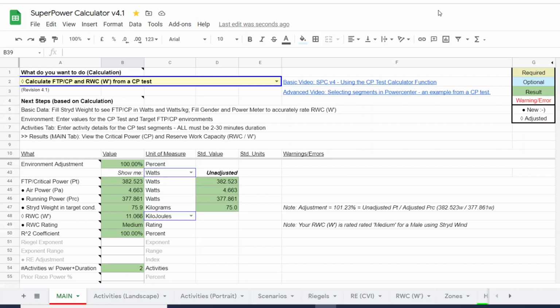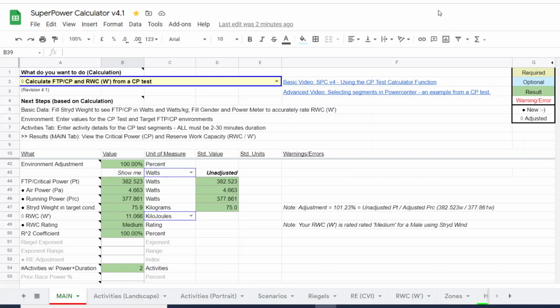I want to show you in particular one nifty little calculator function for CP testing and arriving at a treadmill based weight. So let me give you a little bit of background.